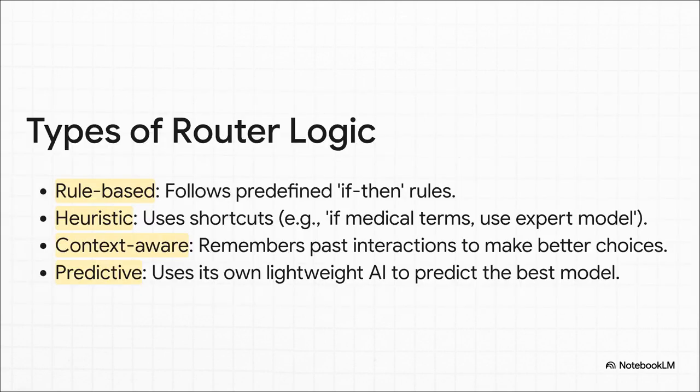And don't think this router is just some dumb switch. No. It's got its own brain. It might use some simple if-then rules, or maybe some clever shortcuts. Like if the query has medical terms, send it to the expert medical model. It could even be context-aware, remembering what you've asked before to make a better choice this time. And in the really advanced setups, the router is its own little AI, trained just to predict which of the bigger AIs is the perfect fit for the job.